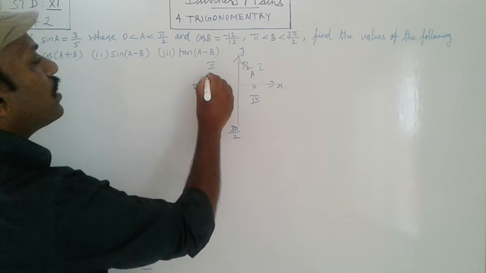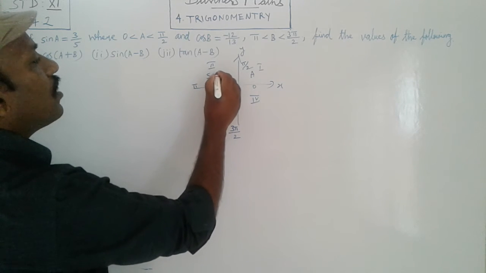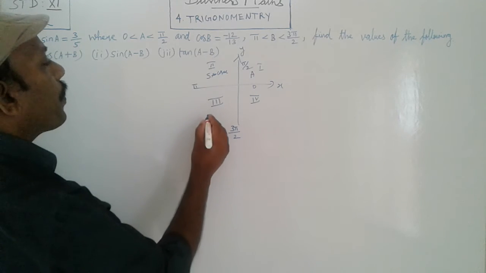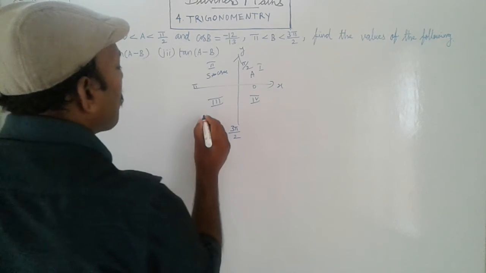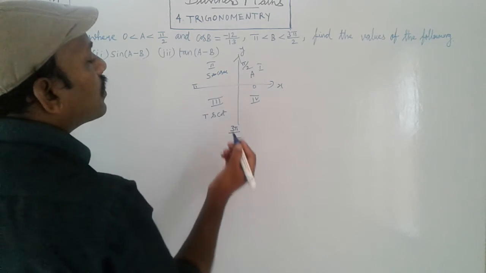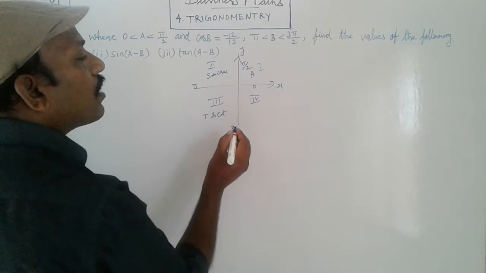Here all values are positive. Sine and cosecant are positive here, the remaining negative. Here tan and cot: cot is positive, other ratios are negative.